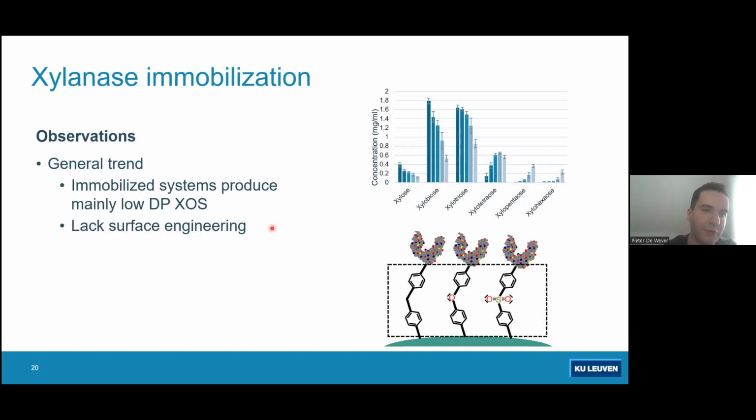A second thing that we observed was that there was an overall lack of surface engineering, even though the enzymes themselves might be highly engineered. So what we decided to do in this work was to create cellulose beads in which we activated the surface through periodate oxidation. We crafted different tethers on top of this particle, which differ in the chemical moiety in the center. And we checked whether these different tethers had a particular influence on the enzyme activity. And our intention was mainly to produce this higher DP fraction of xylo-oligosaccharides.